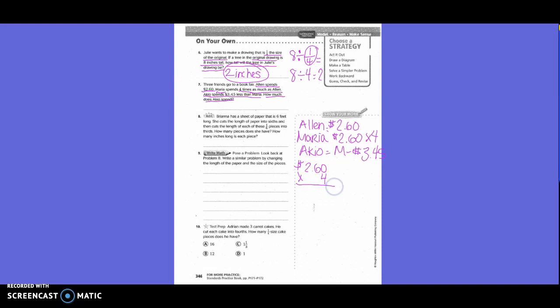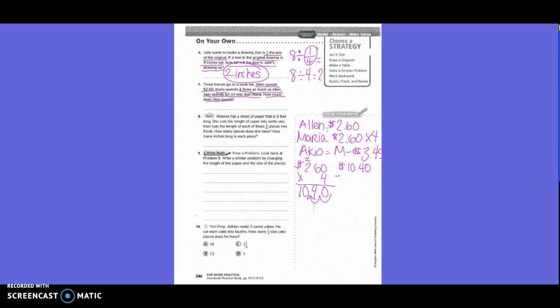4 times 0 is? 0. 4 times 6 is? 24. Put my 4, mentally carry, or put my little 2 up at the top. 4 times 2 is? 8. Plus 2 is? 10. How many places do I move my decimal over? Twice. So my answer is $10.40. Now what am I going to do with that?